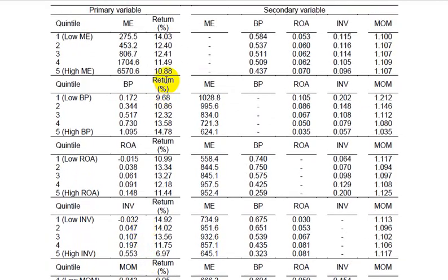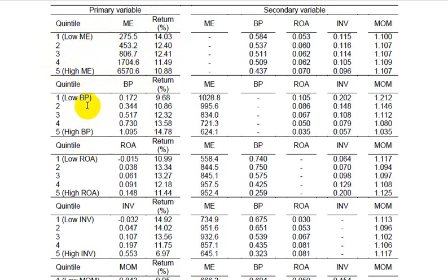And so here they first look at the returns for each of these different factors, and by splitting them up into quintiles, with the lowest ME, so these would be the smallest companies, to the highest ME, which would be the largest companies, to see how the return changes based on the size of these companies.